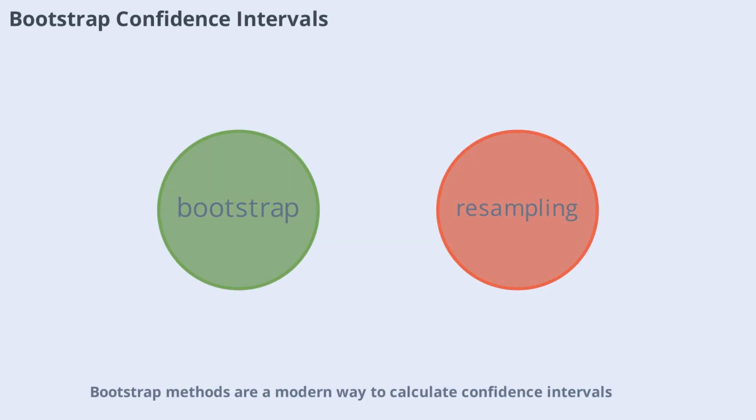Bootstrap methods are a modern way to calculate confidence intervals, especially when traditional assumptions don't hold.